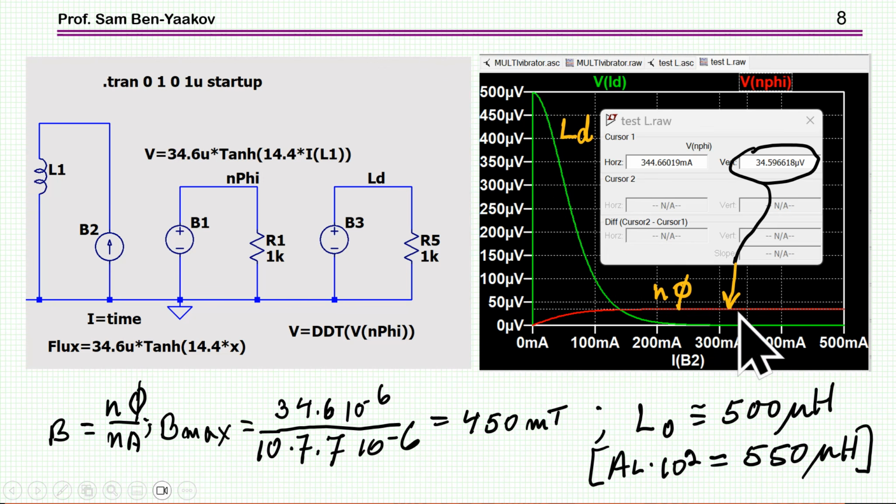Now this value is 34.5 microvolt, but this is n times phi. So I can convert it to B by dividing it by n and A. And here is what I am getting, 450 millitesla, which is very, very close to what we have seen in the datasheet for the BH curve. So it seems that this model here works very nice.